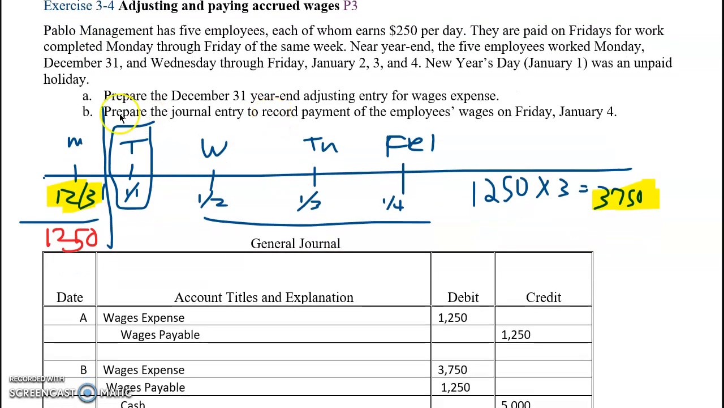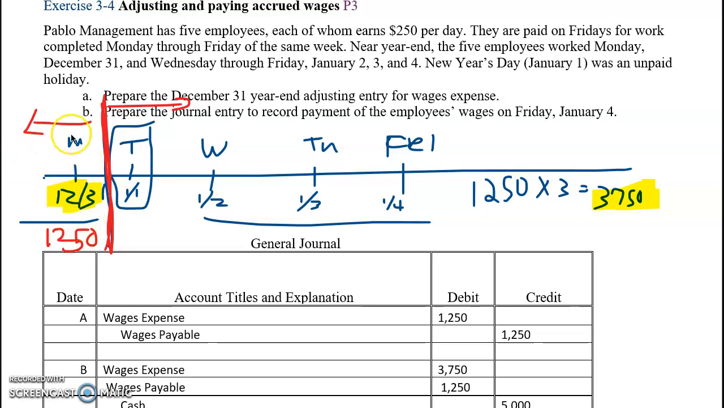All right, so we're on part B, and it says prepare the journal entry to record the payment of employees' wages on Friday, January 4th. So we got a couple of things going on that's very important to note. This is the end of the year and the beginning of the year. So this is last year, and then this is this year, all right?